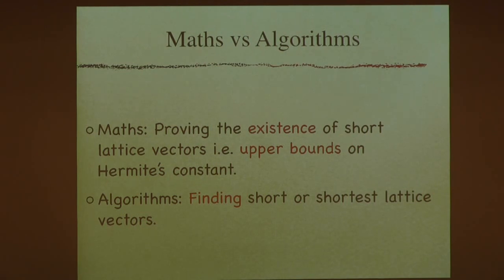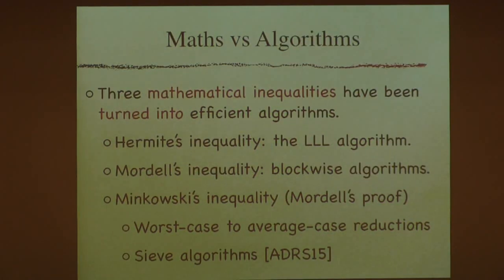By finding such a vector, you prove the existence of such a short vector. Okay? And therefore, it's not that surprising that three mathematical inequalities have been turned into efficient algorithms. The first one is Hermite's inequality, which gave rise to the LLL algorithm. Then Mordell's inequality, which gave rise to blockwise algorithms. And the most recent example is Mordell's proof of Minkowski's inequality.